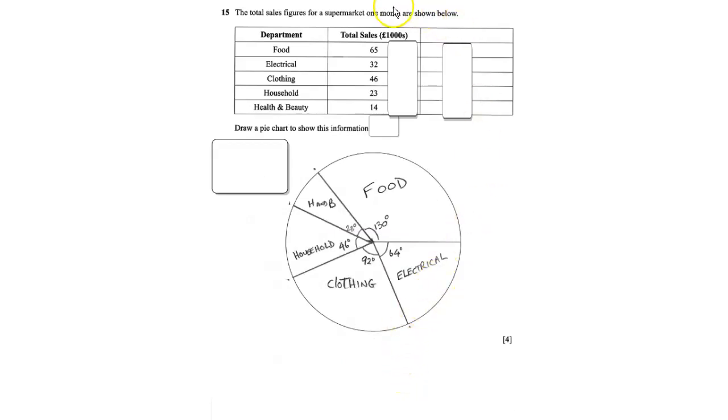So for question 15, it says the total sales figures for a supermarket 1 month are shown below. And this is basically just a table for drawing this pie chart here. So the first thing you would do is get the total frequency of this table here, which is 180. And because it's 360 in the circle, what you do next is 360 divided by 180. So we've got 2 degrees.